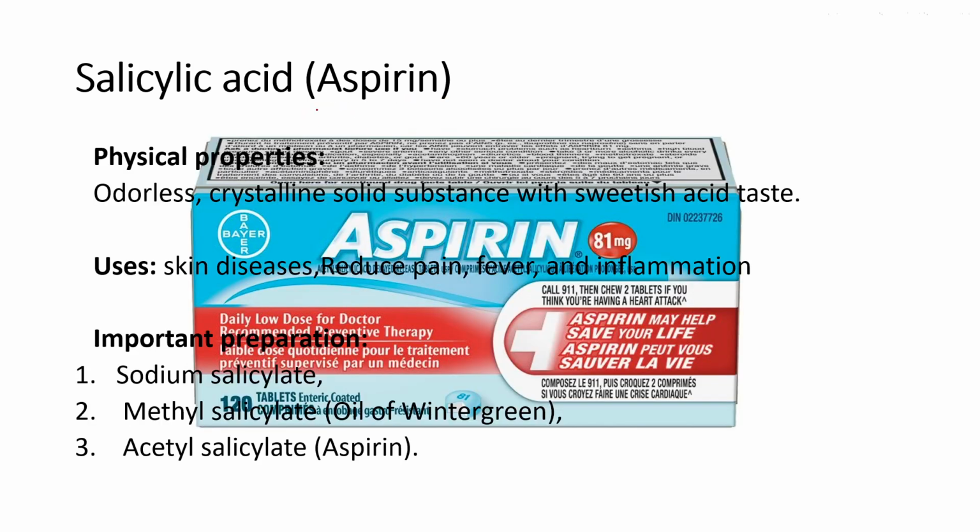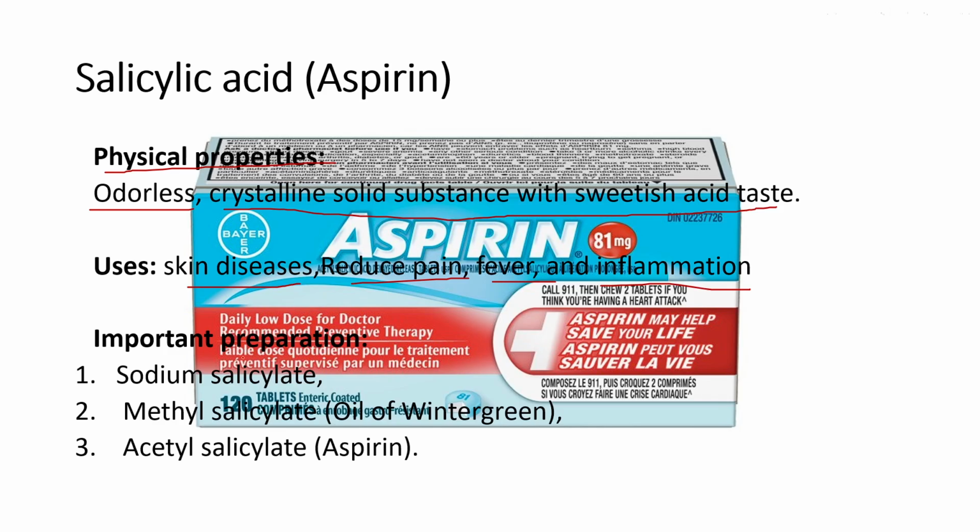Now, the next topic is salicylic acid or aspirin. We discussed that in detail in pharmacology. So, this is a physical property of salicylic acid: it is an odorless, crystalline solid with a sweetish acid taste. We use aspirin for skin diseases and to reduce pain, fever, and inflammation.